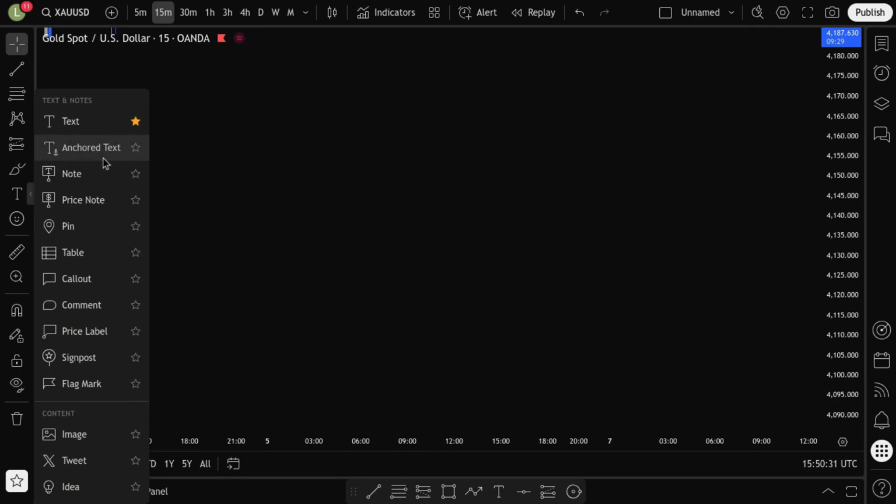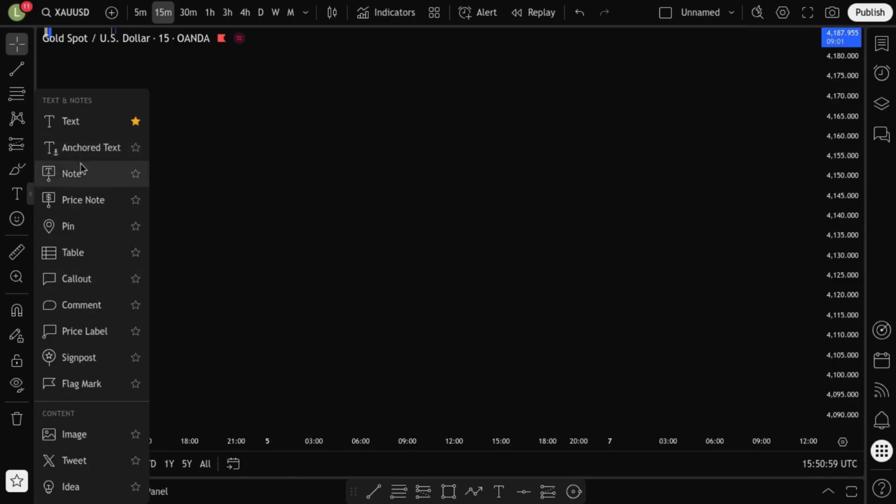This is anchor text. So what's the difference between anchor text and normal text? Normal text you can just put on the chart, but it's not anchored, meaning if I move away from that zone, it automatically moves together. It's just like putting text in the background. But anchored text is like putting the text on top of everything, so the text will always be in the chart. No matter where I go in the chart, it will always be in the chart.